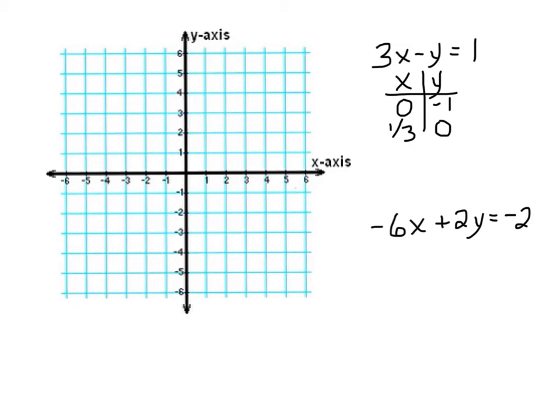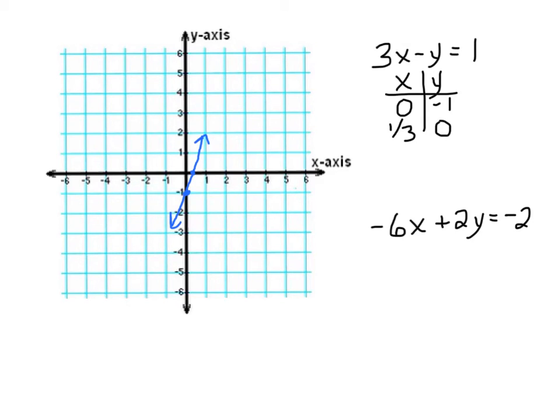So I could go through and graph this, plot these points. They're going to be kind of hard because of that 1/3, 0, but here's the point 0, negative 1. And 1/3, 0 must be somewhere about right there. I'm not going to worry about getting it exact right now, but it looks like my line looks something similar to this.